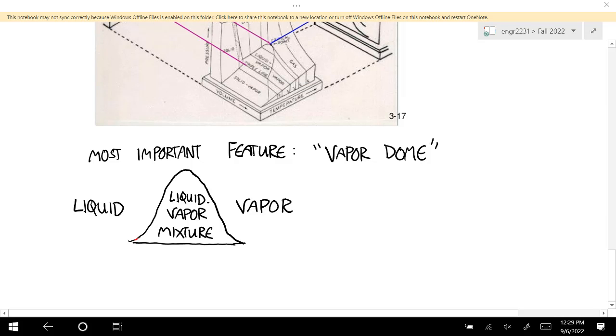If you're anywhere along this line on the left side, that's called a saturated liquid. So that's a liquid where if you add any more internal energy, you're going to change from a liquid to a gas, a vapor. And on the other side, you have a saturated vapor.